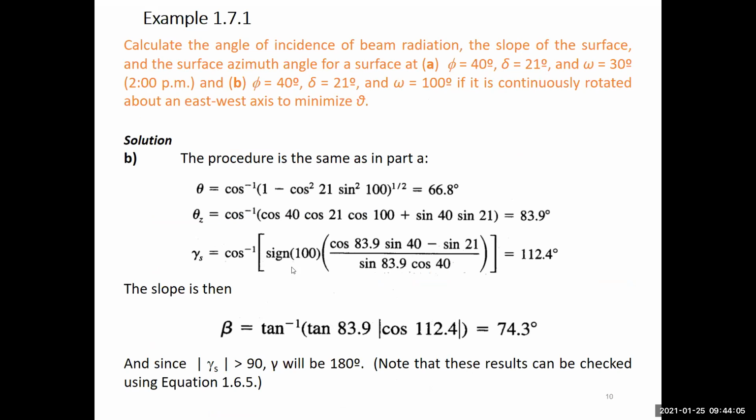The other case is the second one, for omega equal to 100, then you substitute and get the same values here: theta, theta z, gamma s, and beta. So that was the thing here. What we have is, again, some direct substitutions, but we have to identify which set of equations we need to use for the angle of incidence, for the zenith angle, for the solar azimuth, and for the tilt angle.